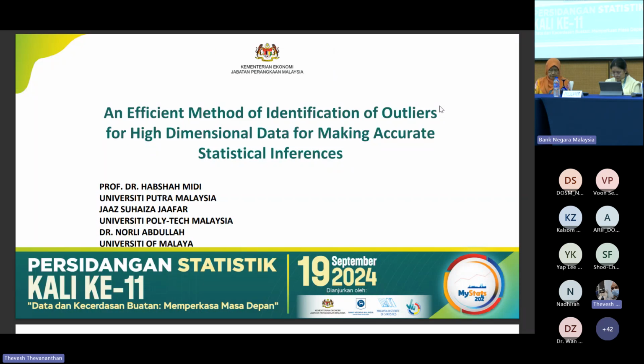Prof. Hafsah is a professor at the Institute for Mathematical Research, Universiti Putra Malaysia. She has published more than 10 papers in citation index journals. Her research interests, among others, focus on machine learning, pattern recognition, computational statistics, and statistical modeling for low and high dimensional data. Professor Hafsah is also currently the president of the Malaysia Institute of Statistics. I would like to invite Prof. Hafsah to begin her presentation. The floor is yours, Prof.